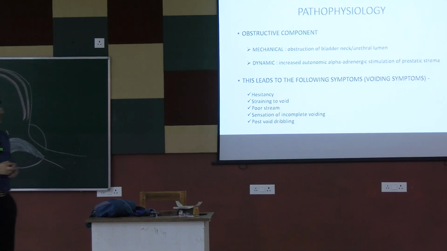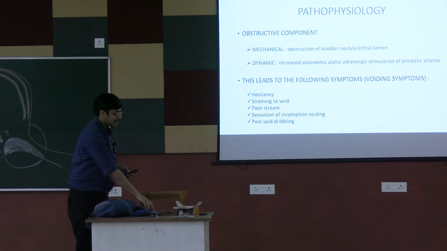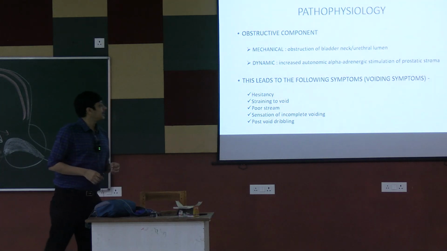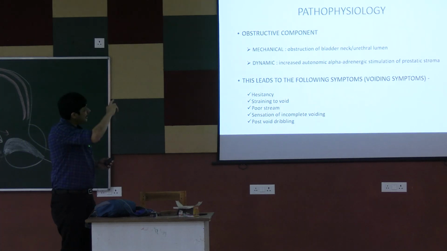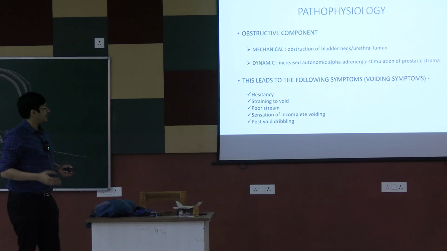The other is a dynamic component. It is the contraction of the muscles in the bladder neck region around the prostatic region due to increased autonomic alpha adrenergic tone. Okay. So, these two components effectively lead to an obstructive process, and this leads to secondary symptoms like this.